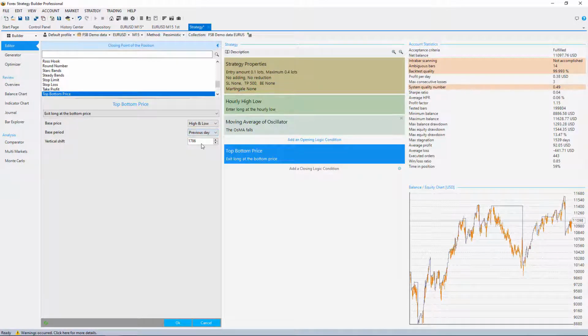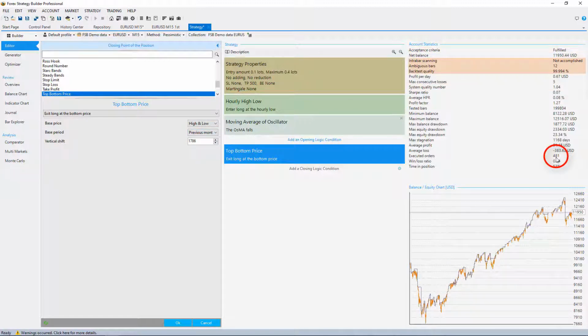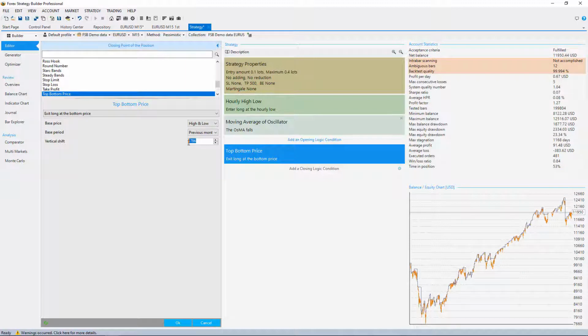Let's see previous day. I guess it will be not that good because I have only 185 executed orders, and you can see with previous month we had 481, and previous bar it will get to 167. Okay, so I'll keep it to previous month. And the vertical shift as well, I can try to round it to 1790.